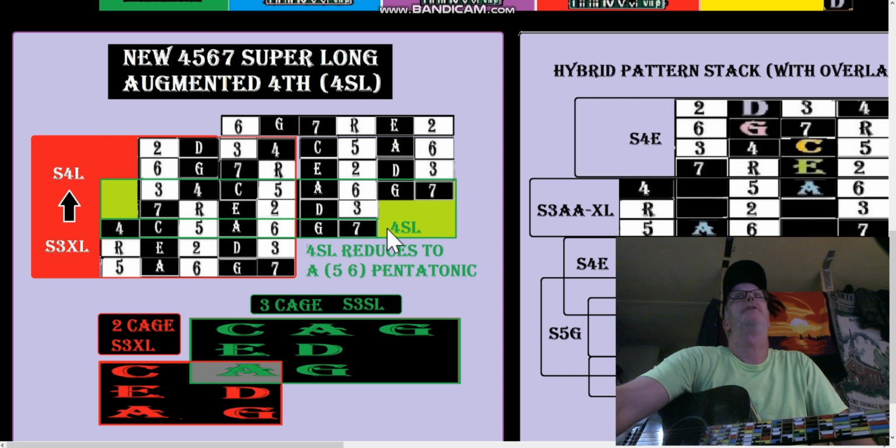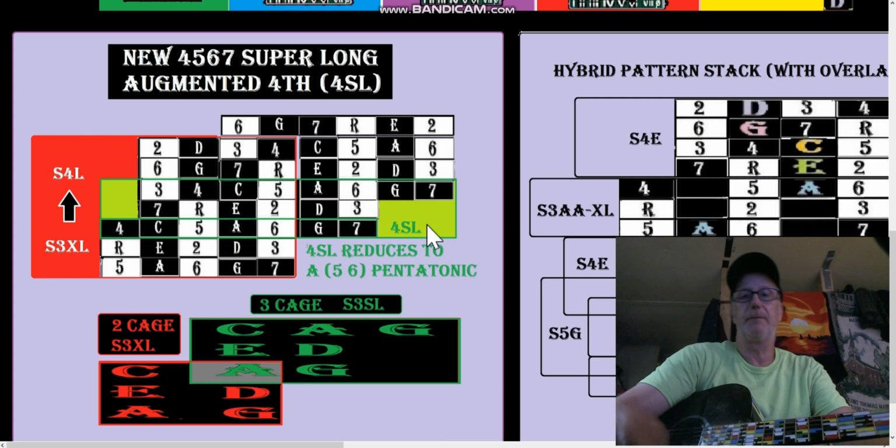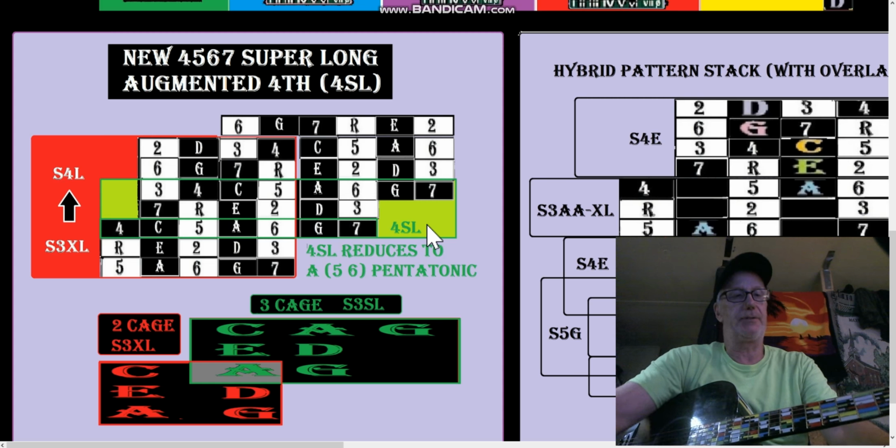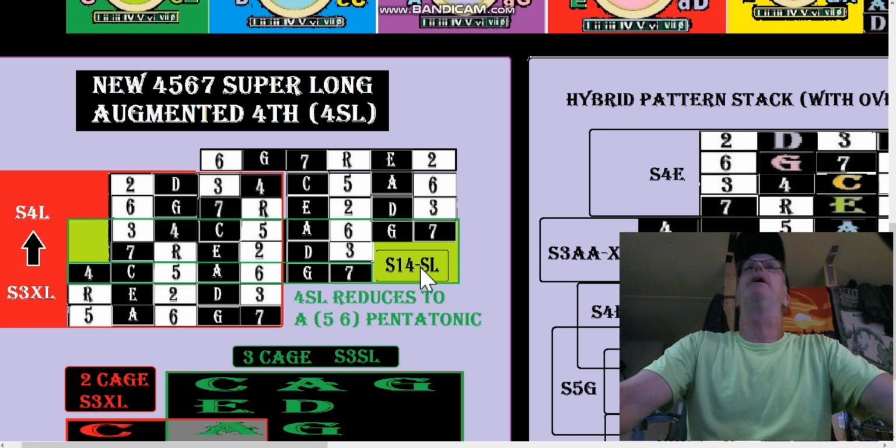Sorry, so it's a 4S super long. It's a short for, it's an S1. So it's a 1-string S1 4 dash super long. Okay, so let's do that. So here I've got it. It's the S14-SL.